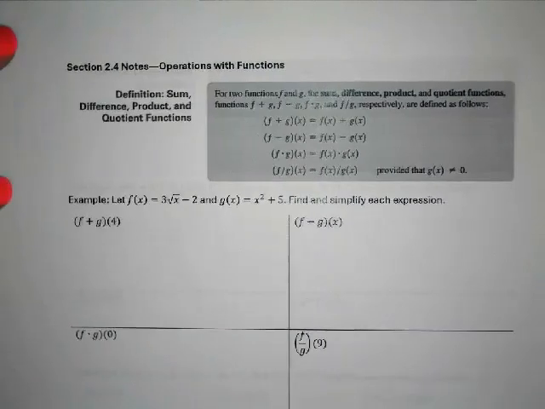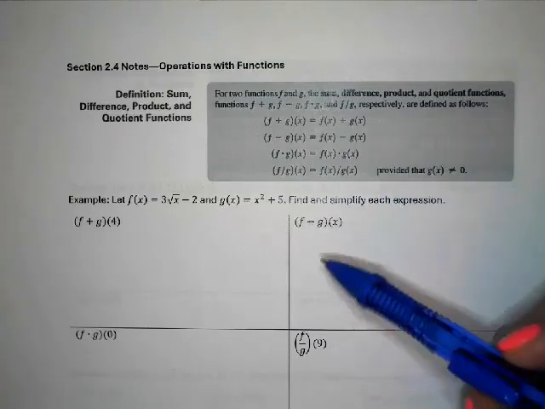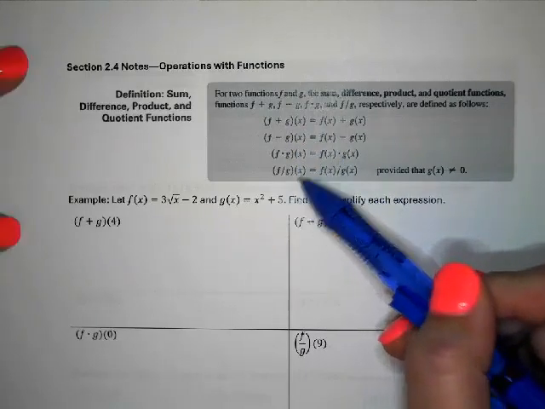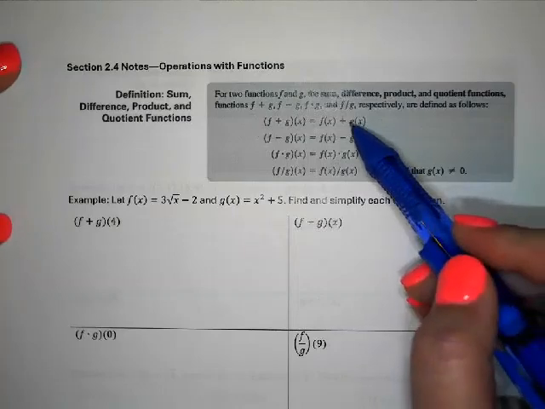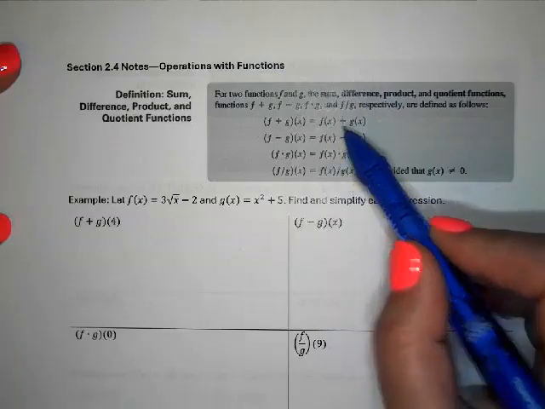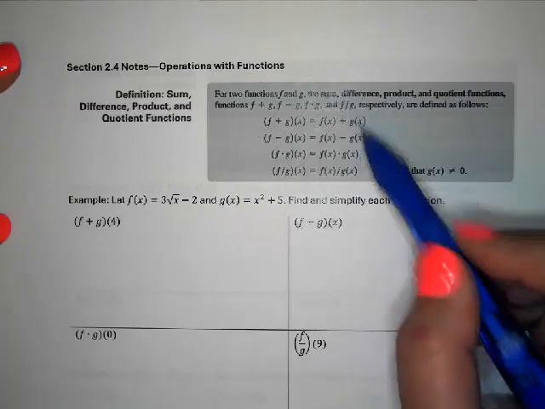This video is on the section 2.4 notes, operations with functions. So the first four operations we're going to look at are just typical addition, subtraction, multiplication, and division. And we have the notation here with functions that would probably be more comfortable. Addition would be f of x plus g of x. You're adding the functions together.